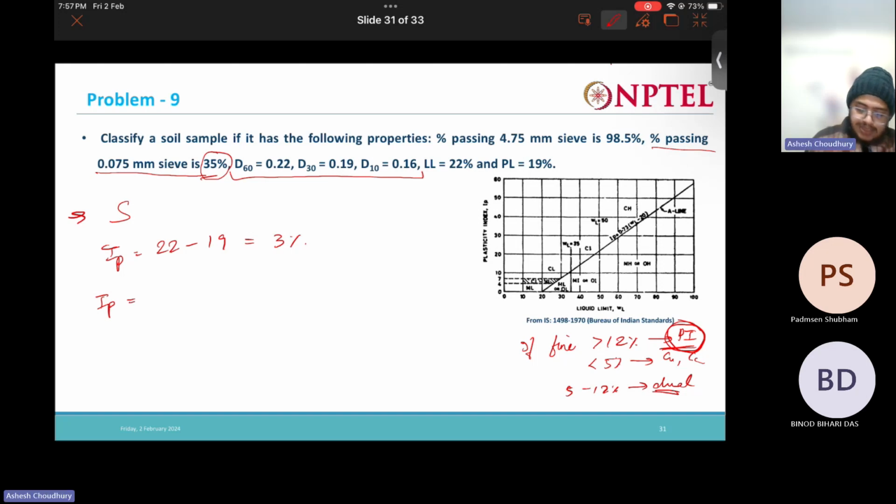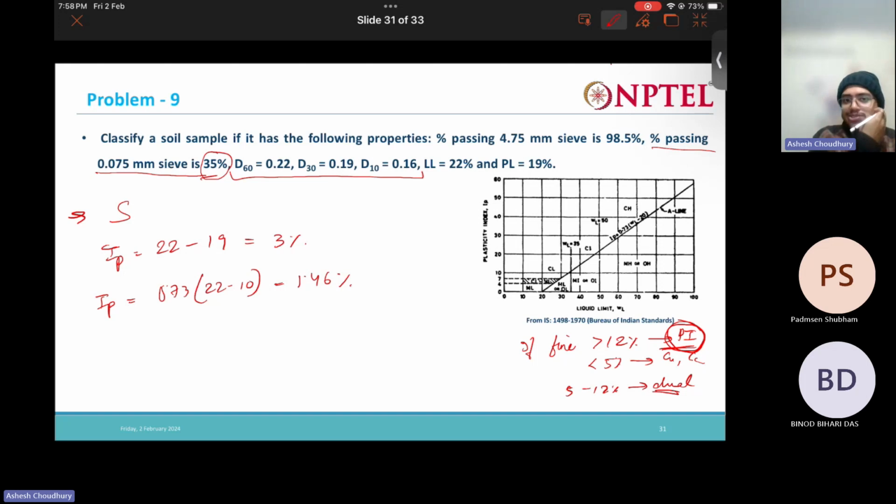And if you want to see from the A line, what is the A line? Now, from this perspective, what will you call it? SC or SM? What will you call it? SC or SM? Tell me. ML?